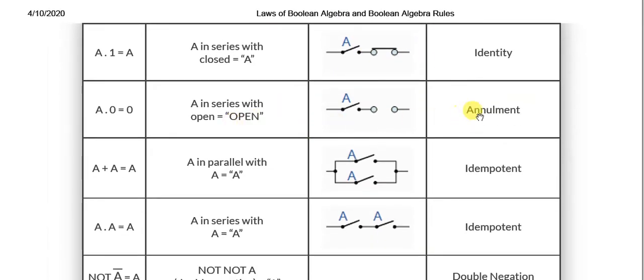This is again the law of annulment, for the product. A dot 0 is equal to 0. When the switch is open, or in the 0 state, A is 0, obviously the output is 0. Whatever you multiply a binary variable with 0, you will get 0. Similarly, when A is 1, meaning it is closed, but this other switch is open, the output is equal to 0.